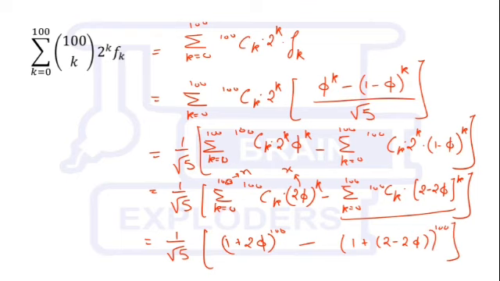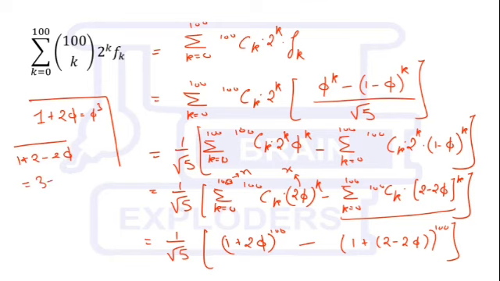Great. Now we had deduced two results, that 1 plus 2 phi is equal to phi cubed, and another one that 1 plus 2 minus 2 phi, or 3 minus 2 phi, is equal to (1 minus phi) whole cubed. So in place of these put the values, and here in our question it is given that this value is equal to Fm.